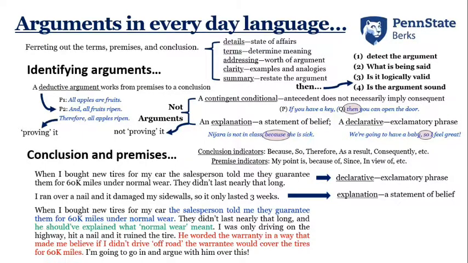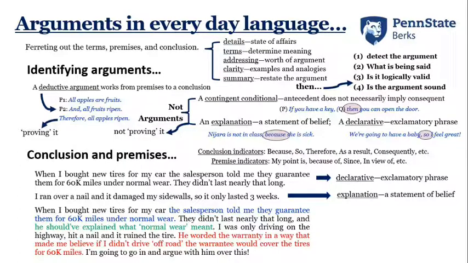Now, here I'm putting it into an argument. Now, I have some color-coded text here, and I'll line that up with the minor and major premise and the conclusion shortly. So, if we took this basic idea but put it into a different form, if the individual were to say, when I bought new tires for my car, the salesperson told me they guarantee them for 60,000 miles under normal wear. They didn't last nearly that long, and he should have explained what normal wear meant.